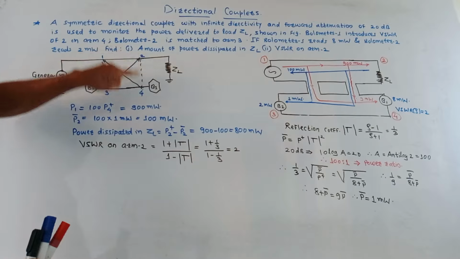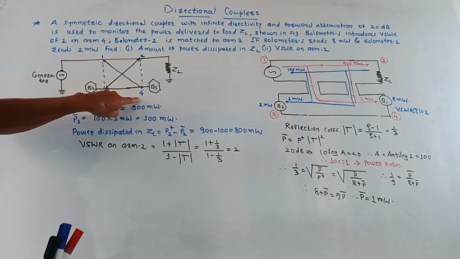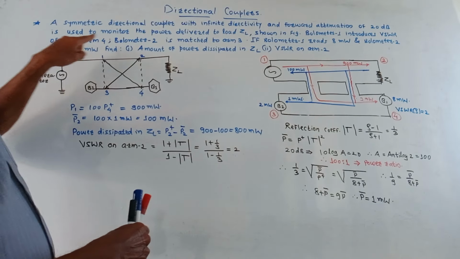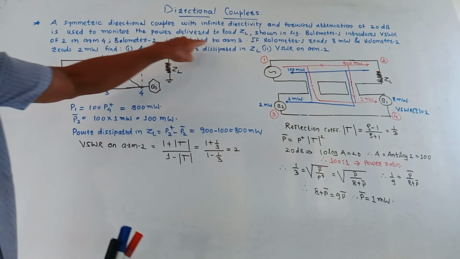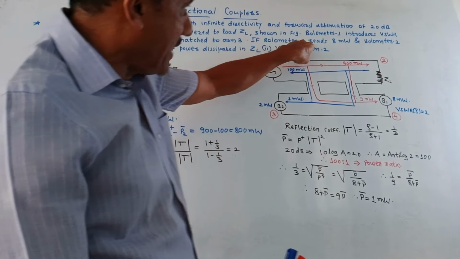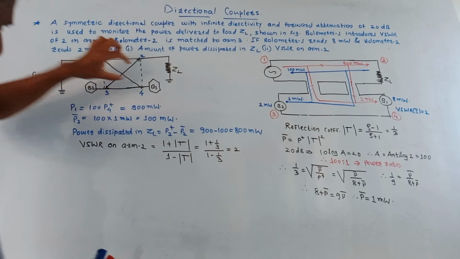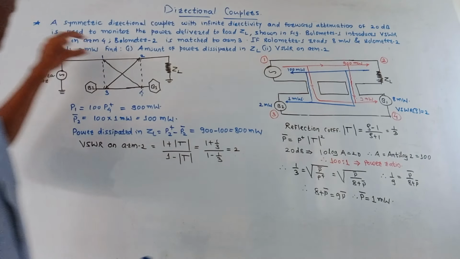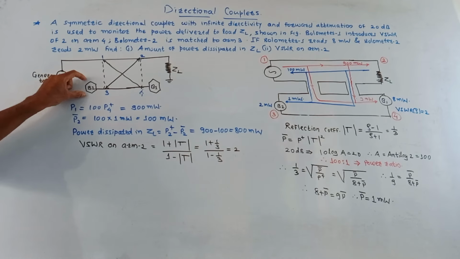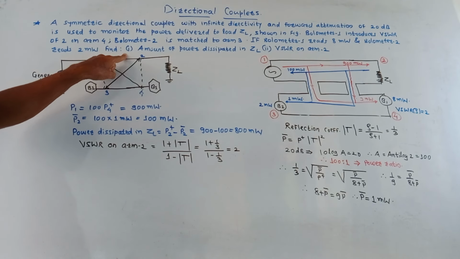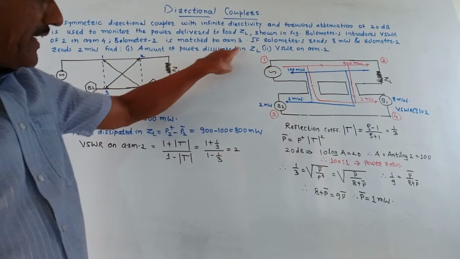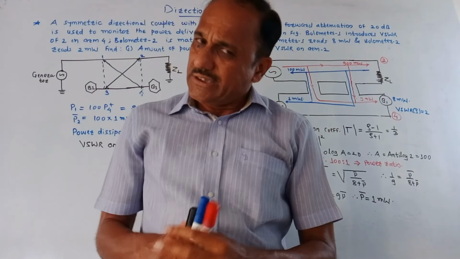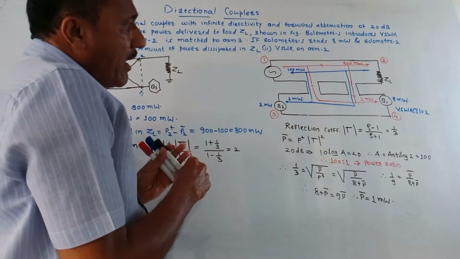These are arms 1, 2, 3, 4. So on arm 4, VSWR is 2. Then bolometer 2 is matched to arm 3. If bolometer 1 reads 8 milliwatts, that means this bolometer gives the reading of 8 milliwatts, and bolometer 2 reads 2 milliwatts. This bolometer reads 2 milliwatts. Find first part, the amount of power dissipated in ZL. Second part, VSWR on arm 2. Now listen carefully. This is a tricky numerical.